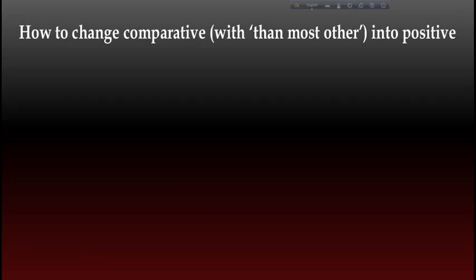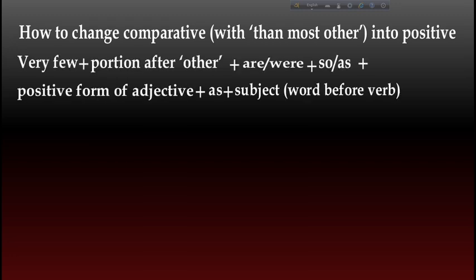Dear learners, how to change comparative with "than most other". This is another part of the sentence. Suppose you should use very few plus the portion after other plus are, where plus so or as plus the positive form of the adjective plus as plus the subject word before the verb. In the previous structures there was the use of very few.